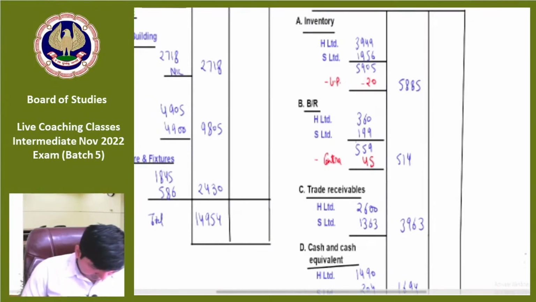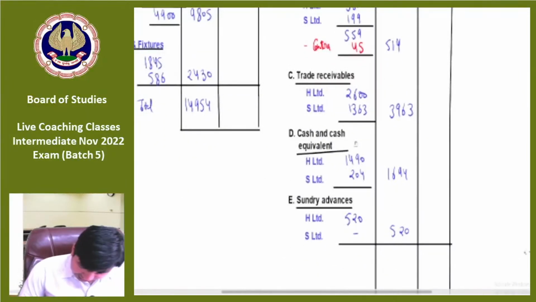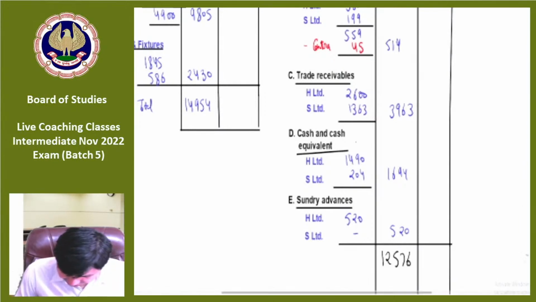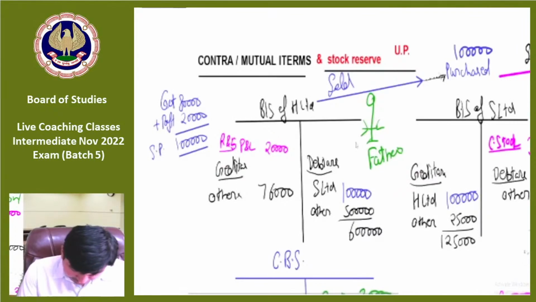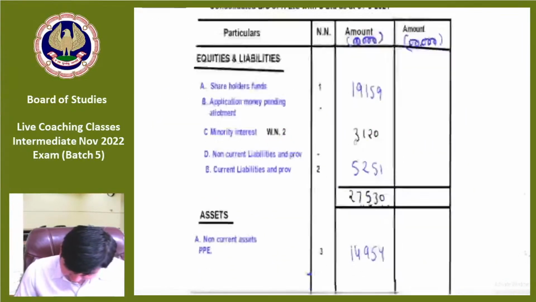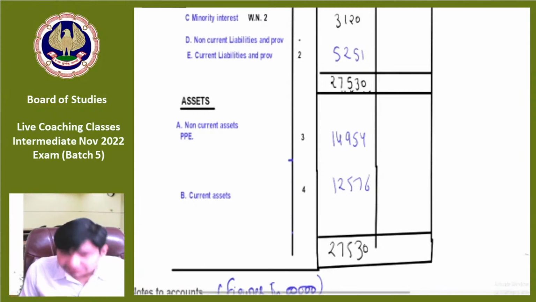5885 plus 514 plus 3963 plus 1694 plus 520, 12,576. So this is the final figure which is to be posted directly to the balance sheet. Now everyone, please post it there. 12,576 plus 14954. So 27530 is the final figure.